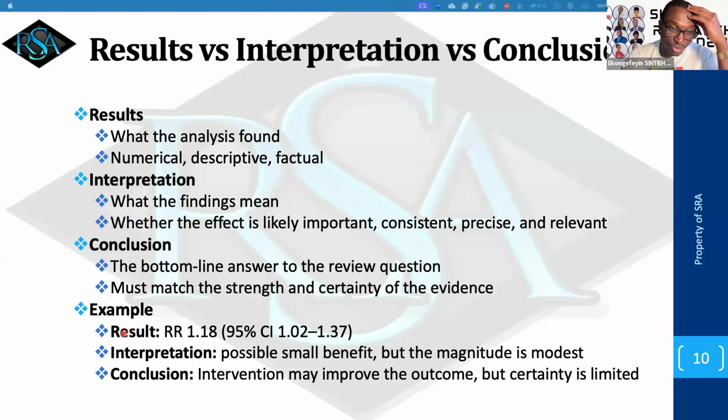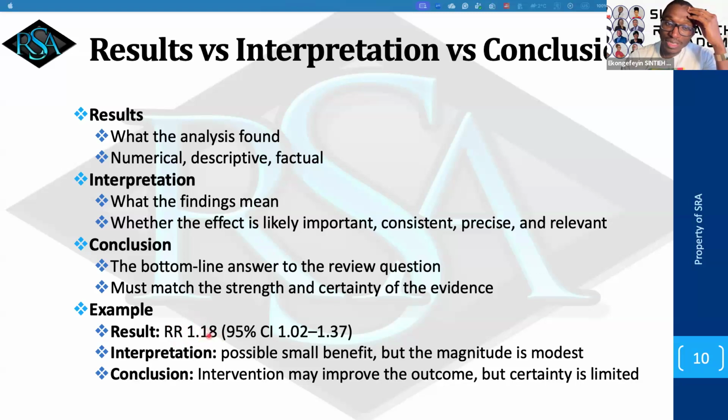So just a short example here. Your results, for instance, would be that the risks, this is relative risk, RR. So the relative risk of people dying from argumentative wedding compared to people who are alive is 1.186.